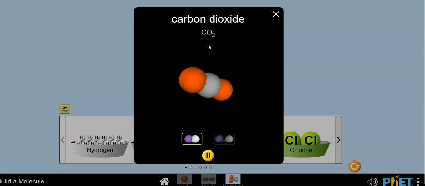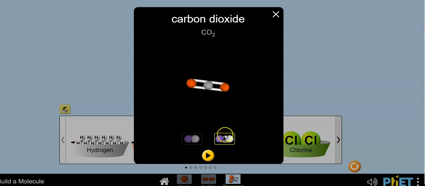Let's take a look at the 3D model, and you can see here is our carbon dioxide. We've got a carbon atom in the middle, and two oxygens on the outside. Carbon atom in the middle, two oxygens surrounding that carbon atom. In the ball and stick model, you can see the carbon on the inside. Here it is, right here.